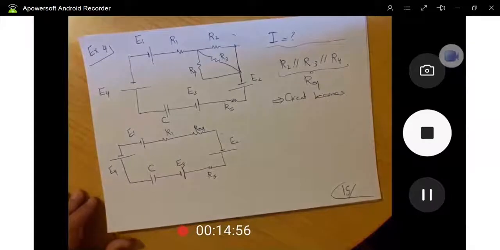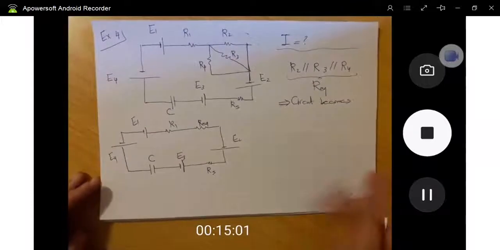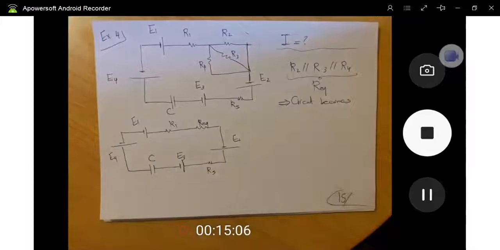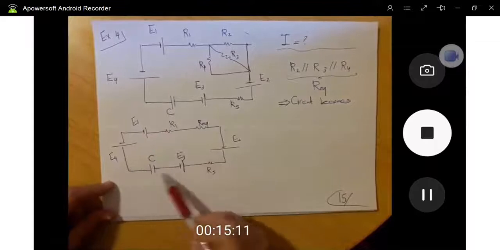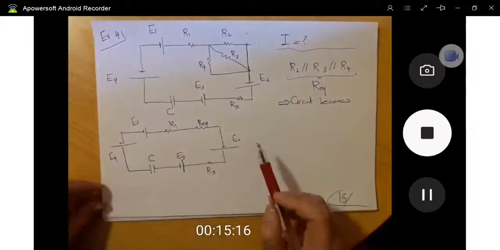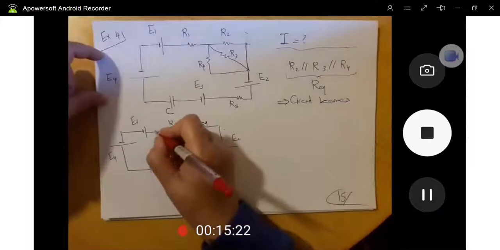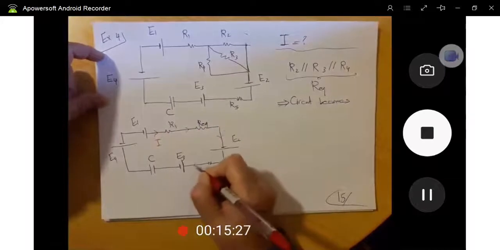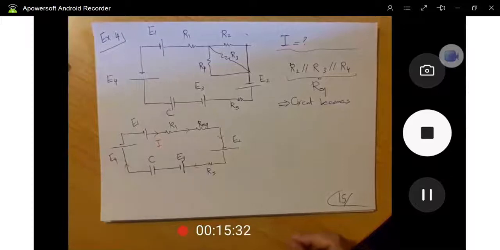Okay, ladies and gentlemen, now I can say it's a simple single closed loop circuit in which one current is flowing, either clockwise or counterclockwise. In a single closed loop, a single current flows. Let's say the current I flows through all of it, the same I is flowing everywhere. I want to find this current.